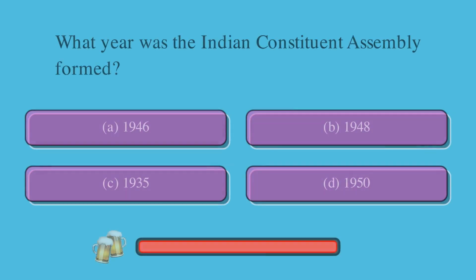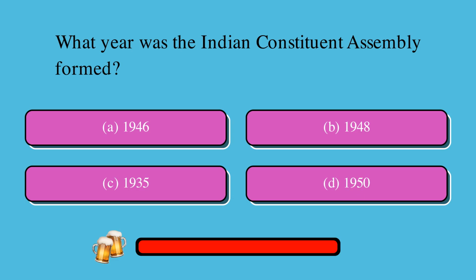What year was the Indian Constituent Assembly formed? Is it A, 1946, B, 1948, C, 1935, or D, 1950? The correct answer is A, 1946.